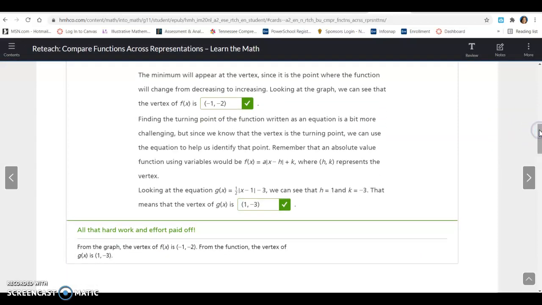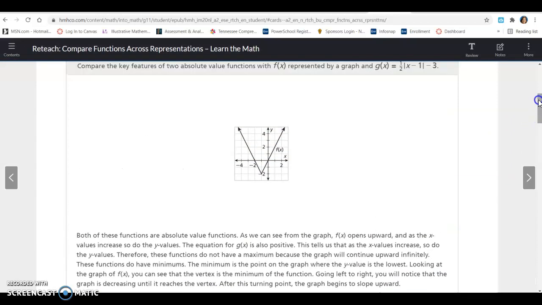So you can find the vertex by looking at the graph, which we did here. (-1, -2), we came up with that by visually seeing that. And then for the equation, it comes from your (h, k). So the (1, -3) is your vertex from the equation.